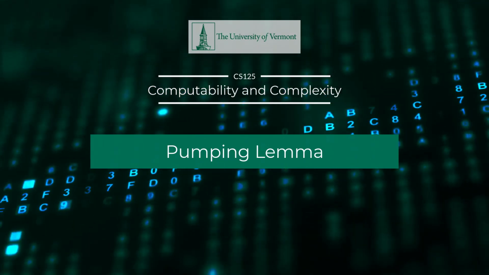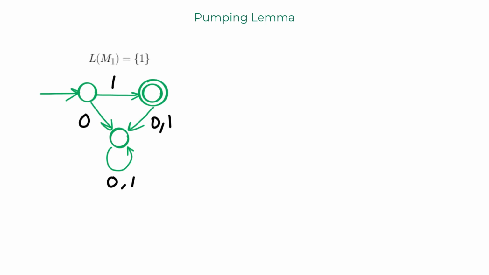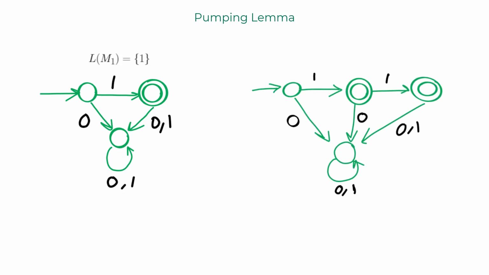Let us take a look at this DFA. The language of this DFA is just a set containing one string, 1. Here is another DFA whose language is a set containing two strings, 1 and 111. You can observe that the path that leads to the acceptance does not have a pump, meaning none of the symbols are being pumped repeatedly with a self loop or a longer loop.